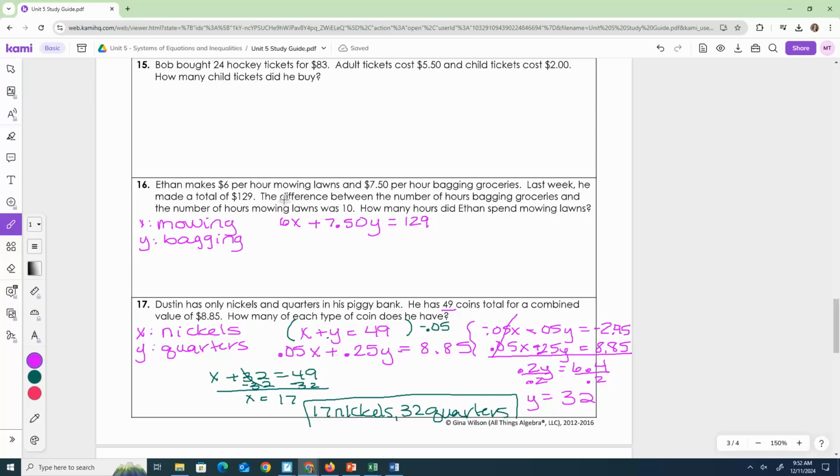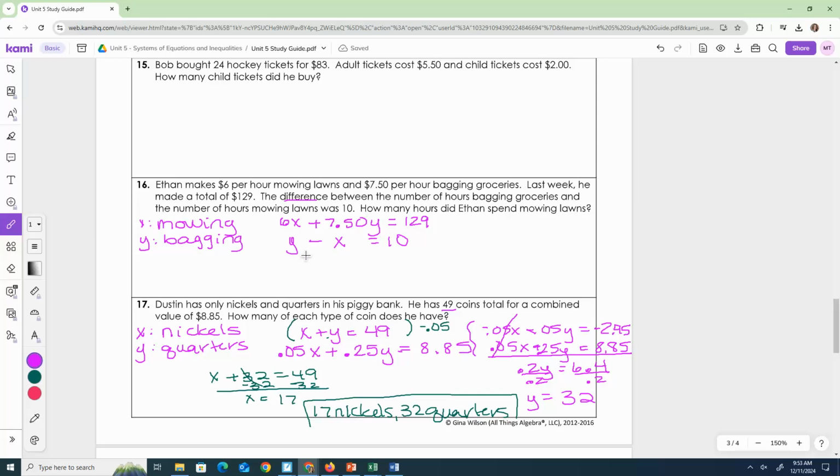Second equation, the difference. What does difference mean? What operation? Add, subtract, multiply, or divide? We're subtracting. The number of hours bagging groceries. Okay, how many hours did we spend bagging groceries? Bagging was the y. And the number of hours mowing is x, was 10. So y equals x minus 10. Sorry, y minus x equals 10. Now we can solve this.